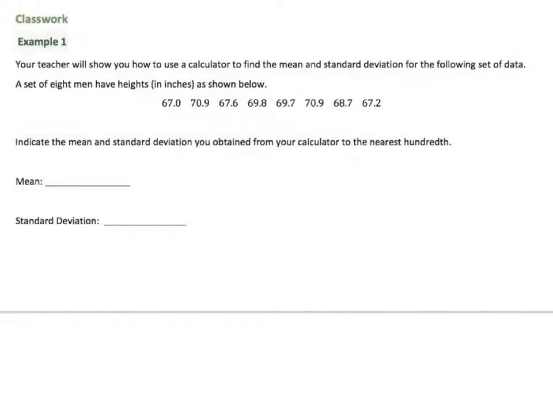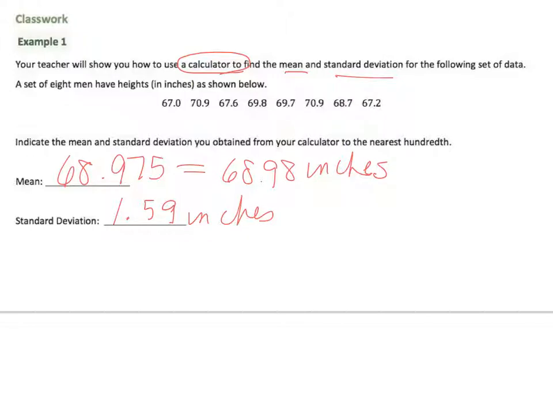So example 1. Your teacher will show you how to use a calculator, which we did in class the other day, to find the mean and the standard deviation for the following set of data. A set of 8 men have heights in inches as shown below. Indicate the mean and standard deviation you obtained from your calculator to the nearest hundredth. Pause. I need to do that. All right, there we go. That's what I got. I didn't round correctly with the mean, so I fixed that. And then I found my standard deviation.